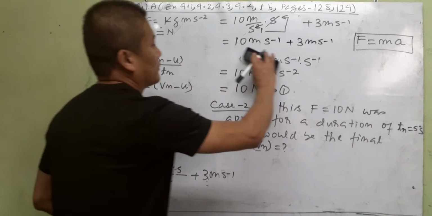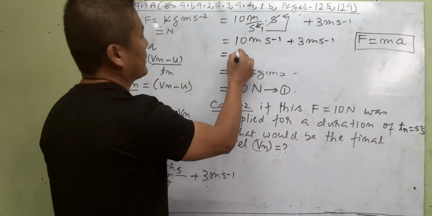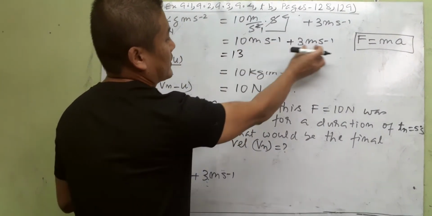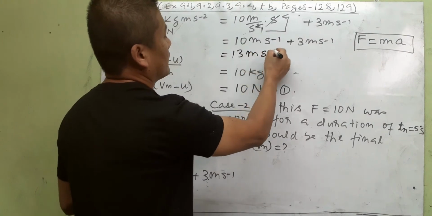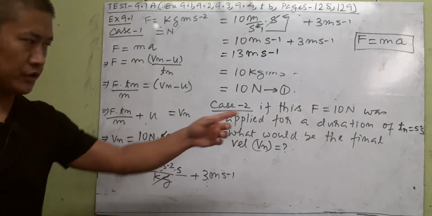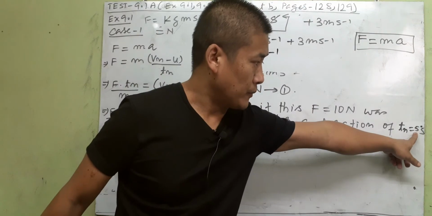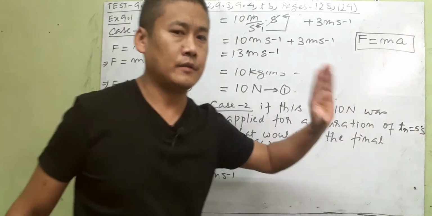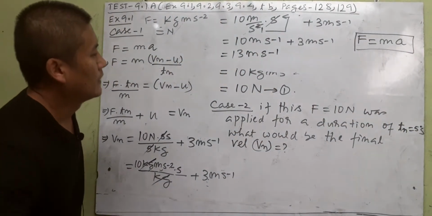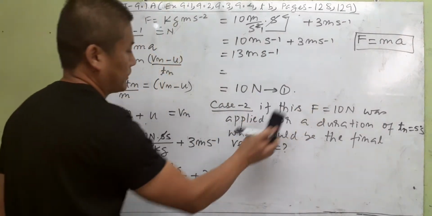So your answer for this will come out as equal to 10 plus 3 is 13, same unit, meter per second, meter per second. So this is the velocity if you change the duration of the time from 2 seconds to 5 seconds, if you are accelerating for 5 seconds. So your final answer can be written here.